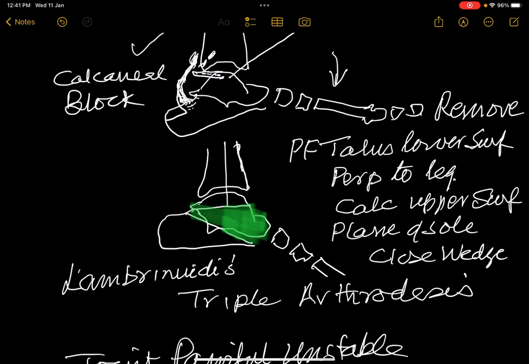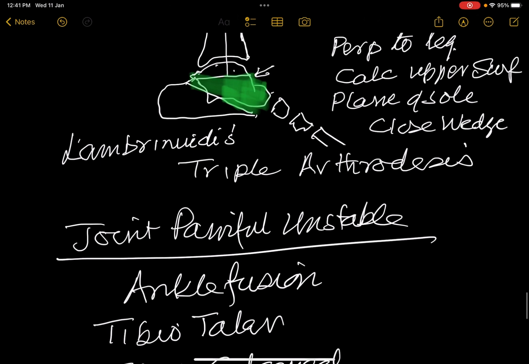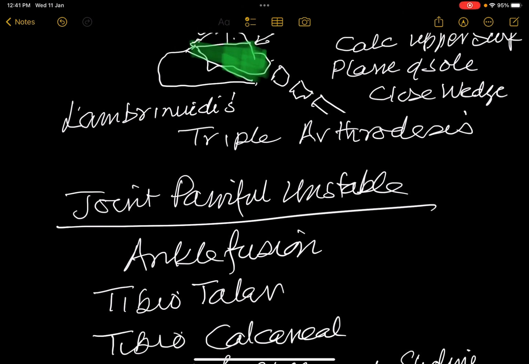But if you are doing a triple arthrodesis, then you remove the inferior surface of talus perpendicular to the leg and the upper surface of calcaneum parallel to the plane of the sole, so that when you close this wedge with talus completely plantar flexed, the foot comes into neutral position. This operation is called Lambert-Eames triple arthrodesis.